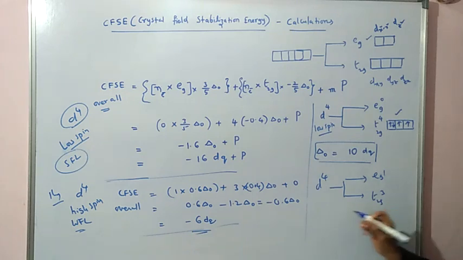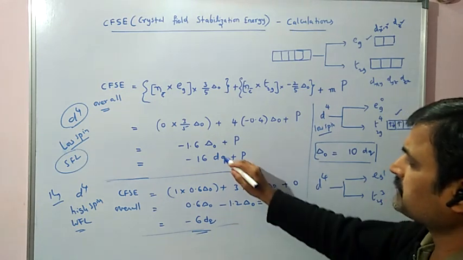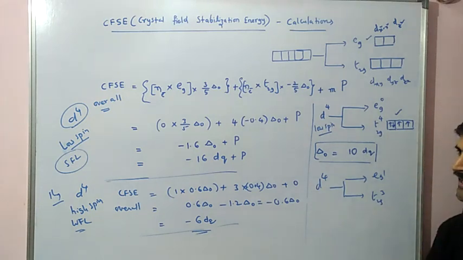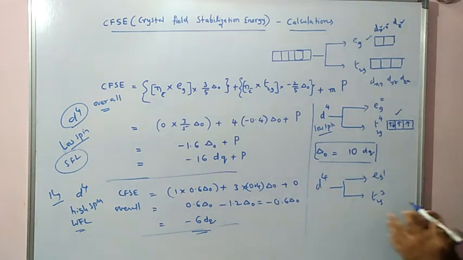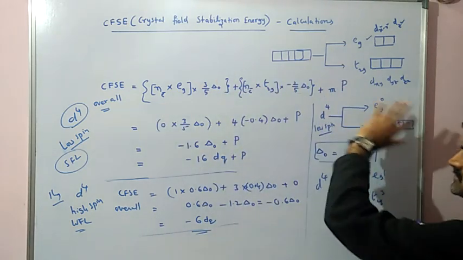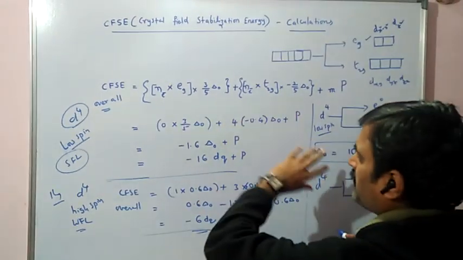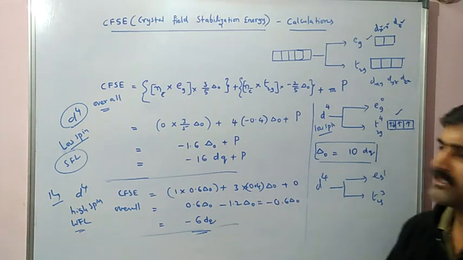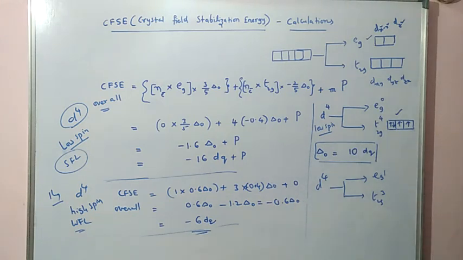Sometimes they may give capital D or sometimes small d. So that depends on the representation. So what is the relation between the CFSE and the pairing energy, CFSE and the number of electrons, Mulliken expression for the different configurations. This is D4 configuration. We have shown it to you.